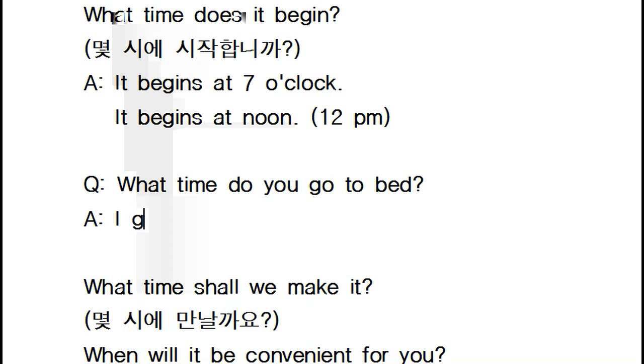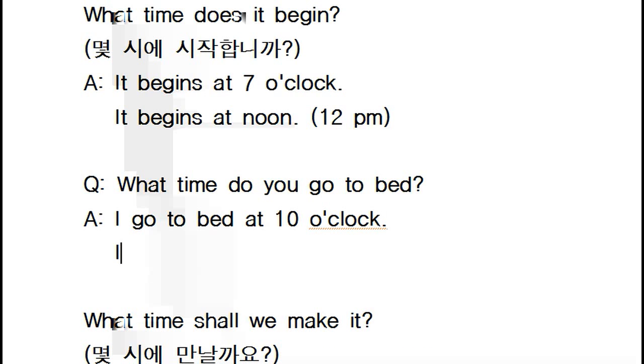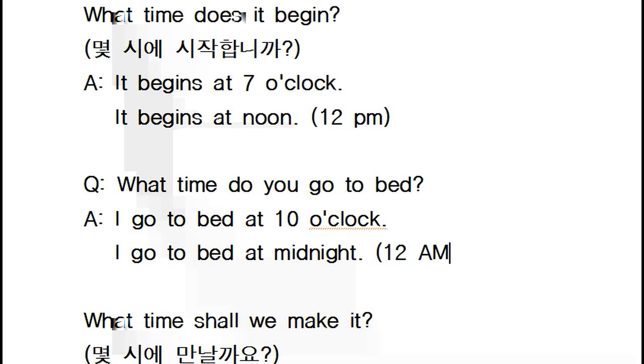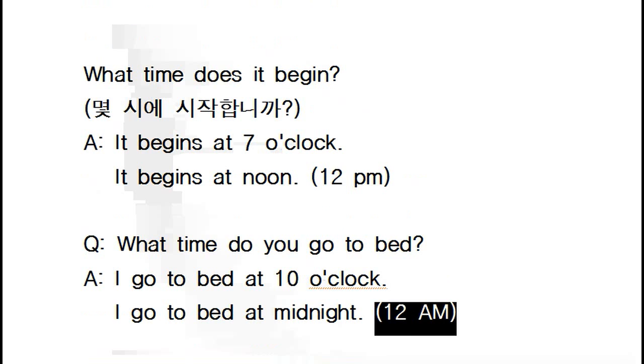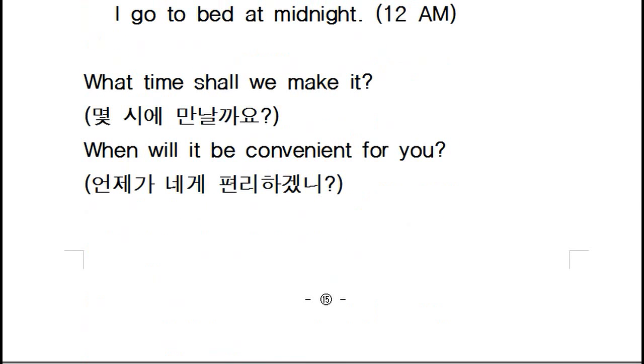I go to bed. What time? At 10 o'clock. Or what else? I go to bed at midnight. Guys, what is midnight? 12 a.m. Understood? Noon is what? Noon is 12 p.m. or midnight is 12 a.m. Understood? You have to remember this one, students. Good job. Now let's go.